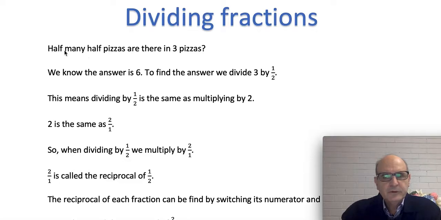The first question that I'm asking you: if you have a number of pizzas, say you have three pizzas, you want to see how many half pizzas there are. So in three pizzas, how many half pizzas do we have? Apparently the answer is six. There are six half pizzas in three pizzas. So what happened? We basically multiplied 3 by 2 to get to 6.